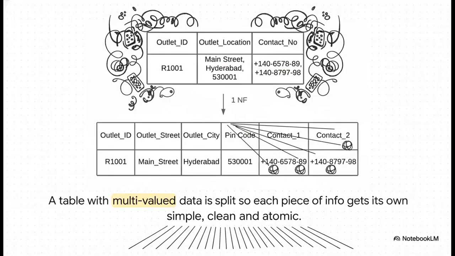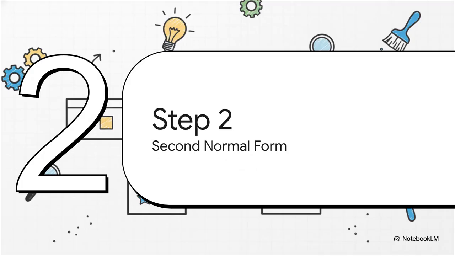Here's a textbook example. See that top table? The contact numbers cell is a total mess. It's got two different numbers crammed into one spot. To get this into first normal form, we just break them apart. Give each piece of information its own row. See? Simple, clean, and atomic. Okay, so all our data is atomic now.